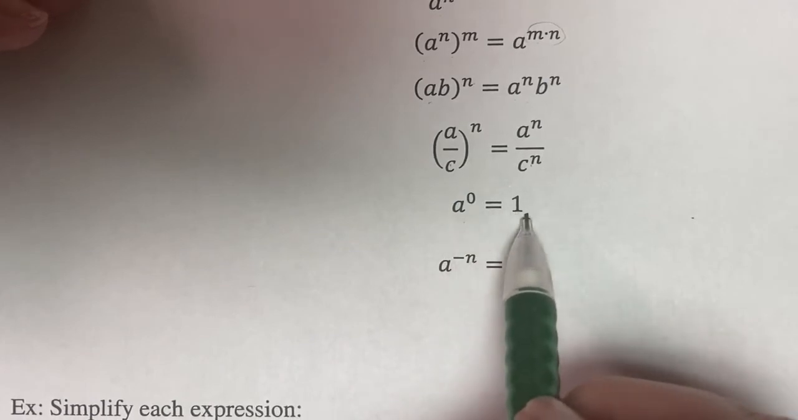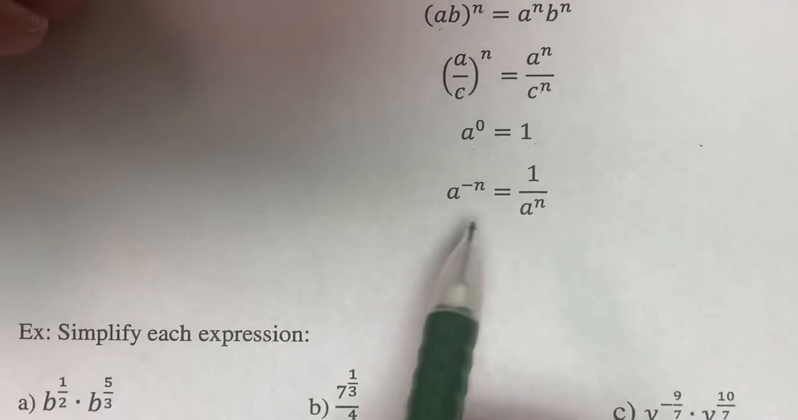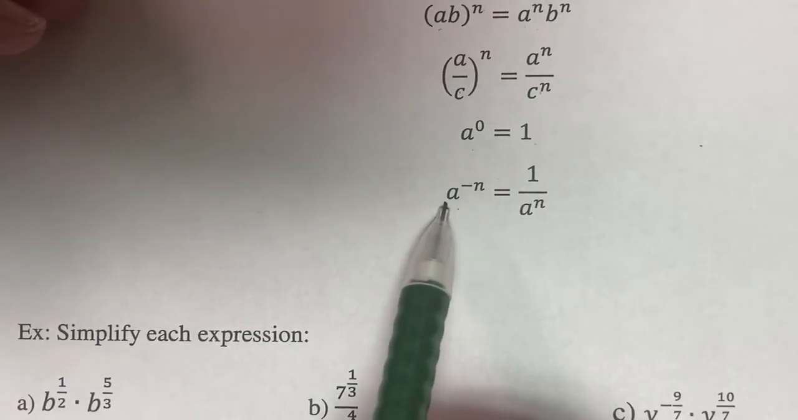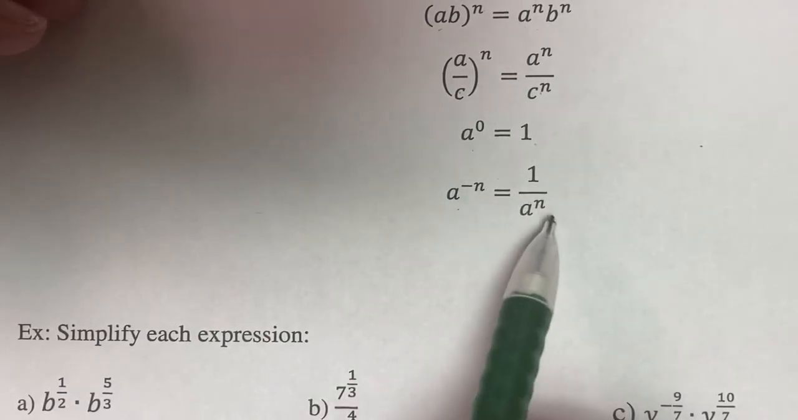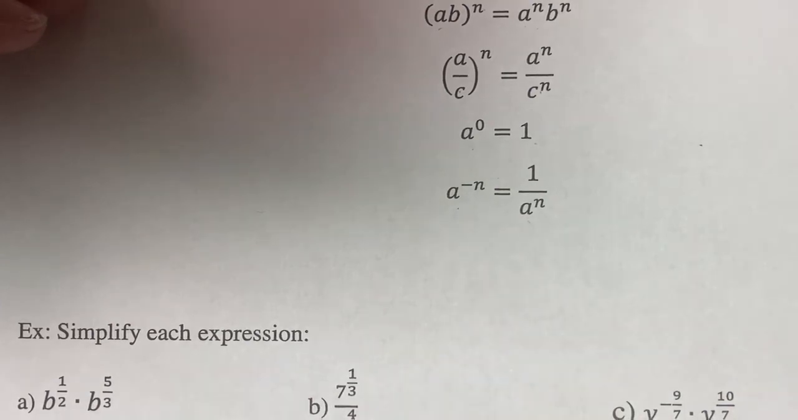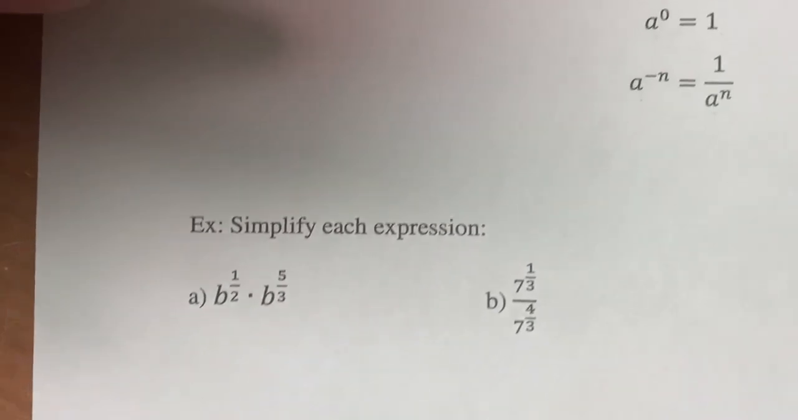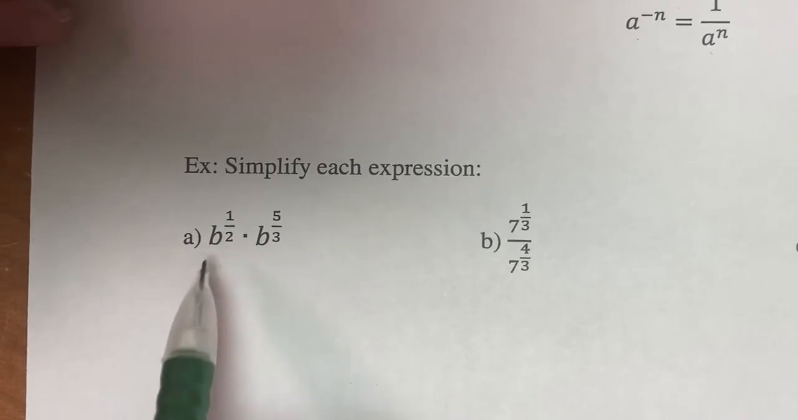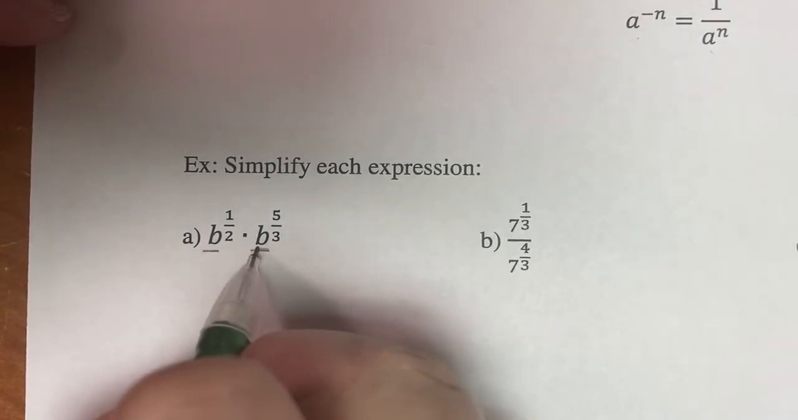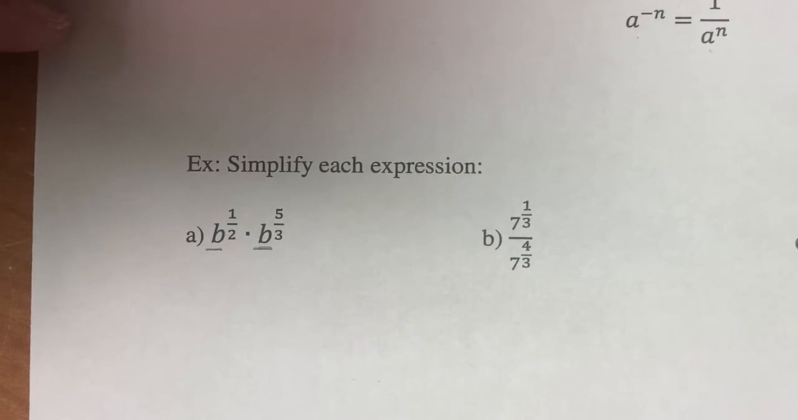Anything to the 0 power is 1. Hopefully you remember that. And then here we actually just talked about if I have something to a negative power, that's 1 over a to the positive n power. So for these last few examples, we're going to use those rules. So here we go. Notice the bases are the same, so I can go ahead and do this.